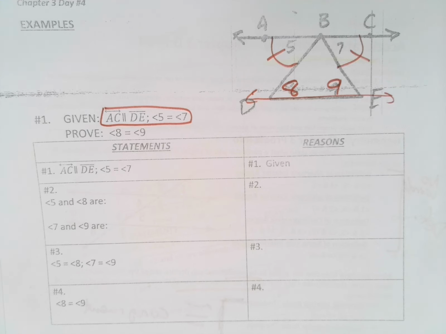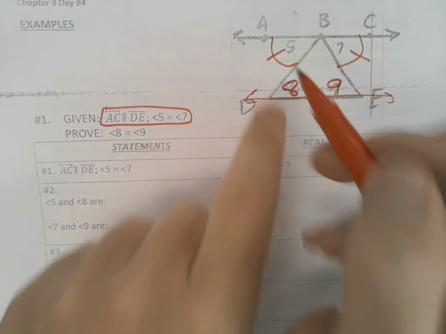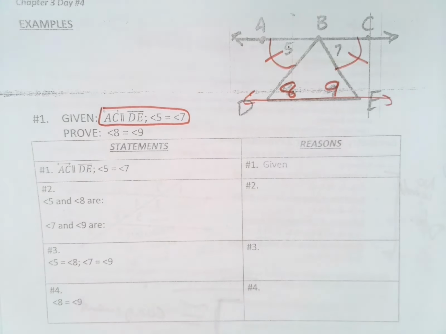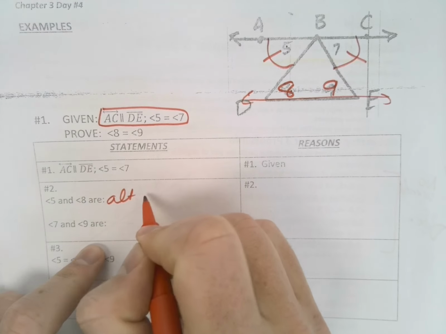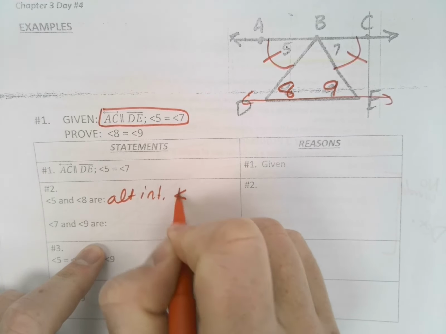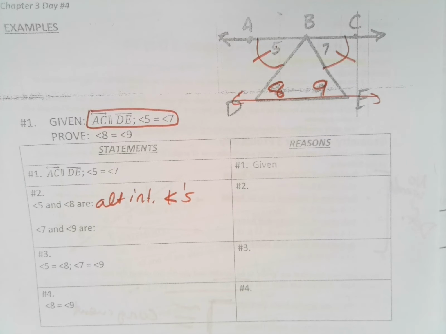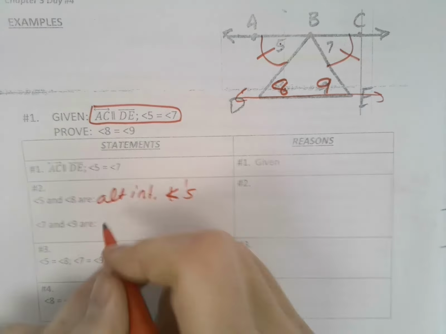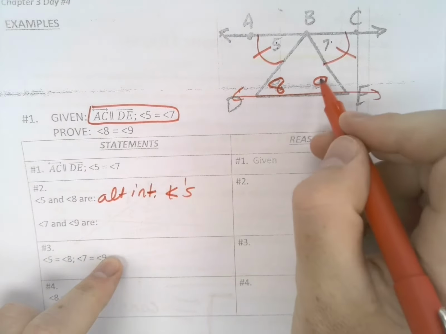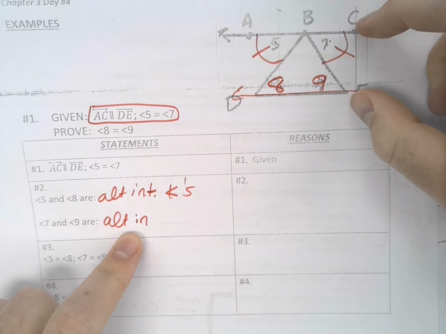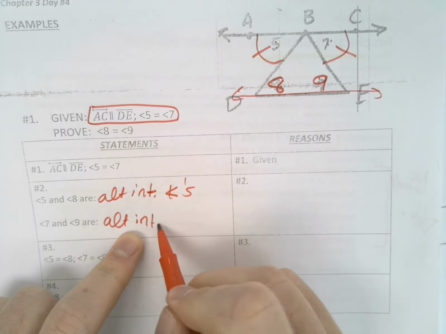So angle 5 and angle 8. What kind of angle relationship is that, Hunter? Angle 5 and angle 8. Yeah, those are alternate interior angles, aren't they? Okay. How about Brody? What would you say about angle 7 and 9? Alternate, aren't they? And are they both inside the parallel lines? Yes. Those are alternate interior too, aren't they?